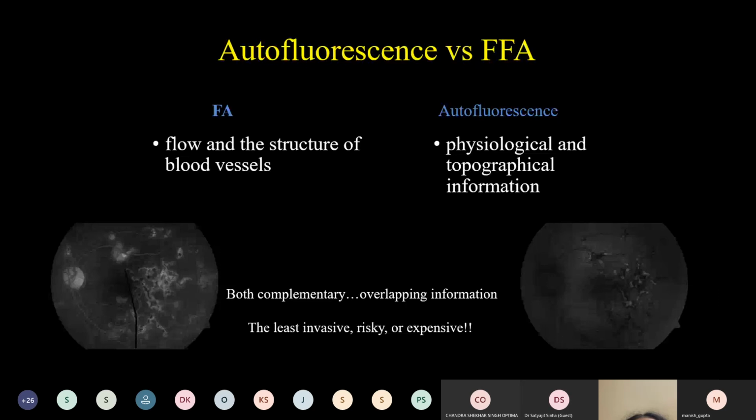So when you talk of autofluorescence and fluorescein angiography, you need to know the basic difference between the two. Fluorescein angiography tells you about the flow and structure of the blood vessels, whereas autofluorescence tells you about physiological and topographical information about the retina. So both are complementary and give overlapping information. So you need to use both many times together, but the least invasive, risky, or expensive, the better it is.